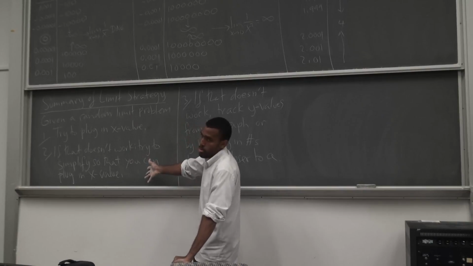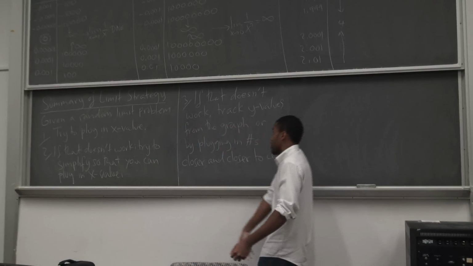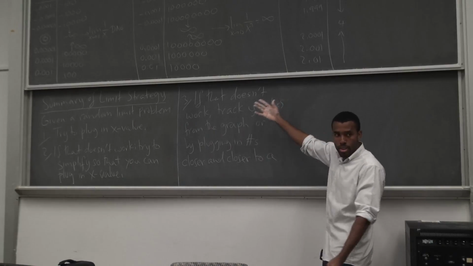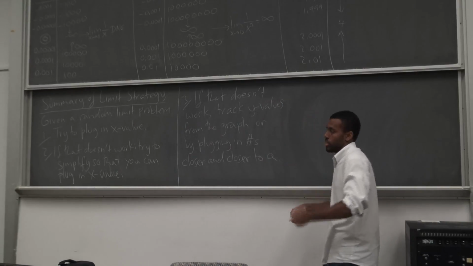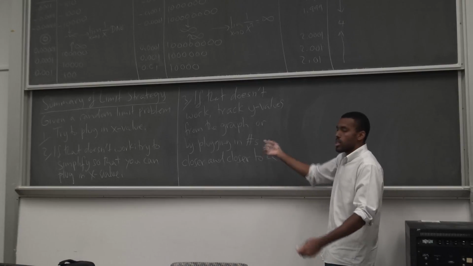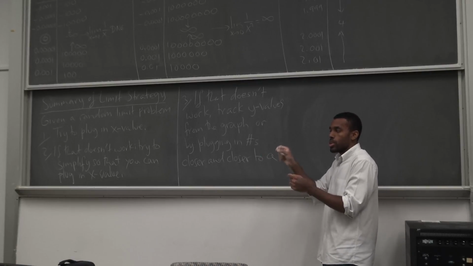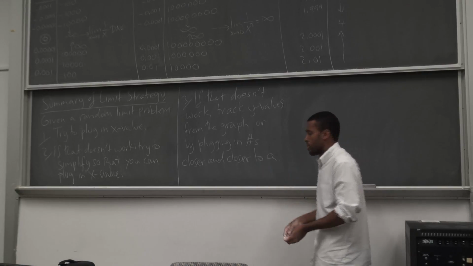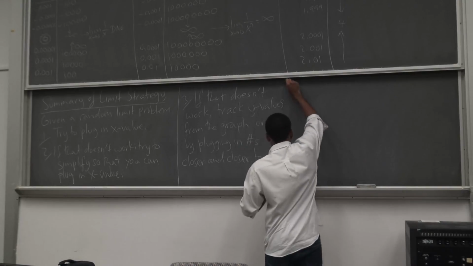But what if it doesn't simplify, like 1 over x? You can't simplify that. Then you start to look at the y values, look at the graph, look at what the y values are doing on the graph. If you don't know what the graph looks like, start plugging in numbers and realize that the closer I get to this number, this is what's happening. Right, so that's the strategy.